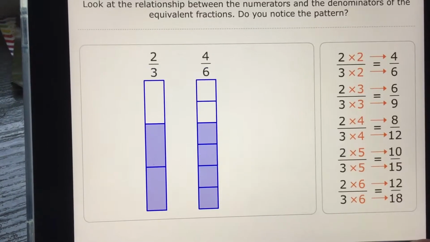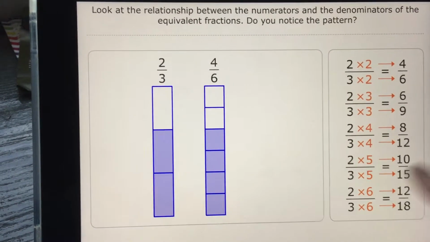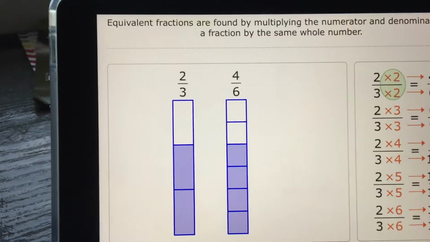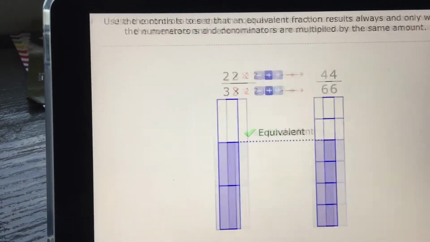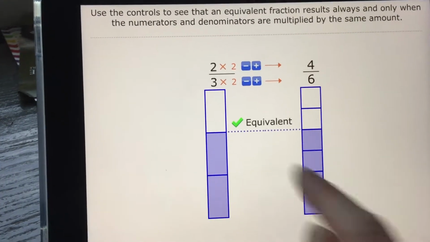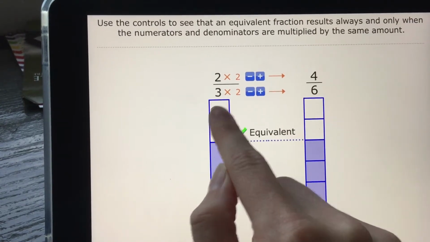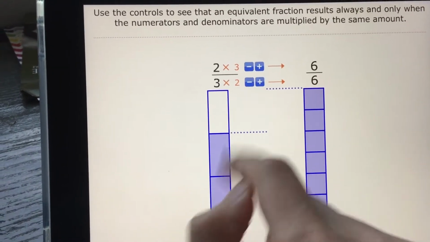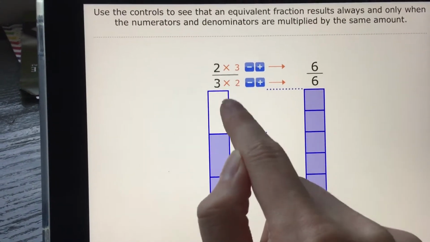It also talks to you about the multiplier. So it shows you that, but then it gives you practice with the multiplier. So talking about it in some more detail, giving you practice. So it shows the multiplier here to get from 2/3 to 4/6, but it lets you change that. So I can increase the multiplier on the top, and now I see that the multipliers are different.